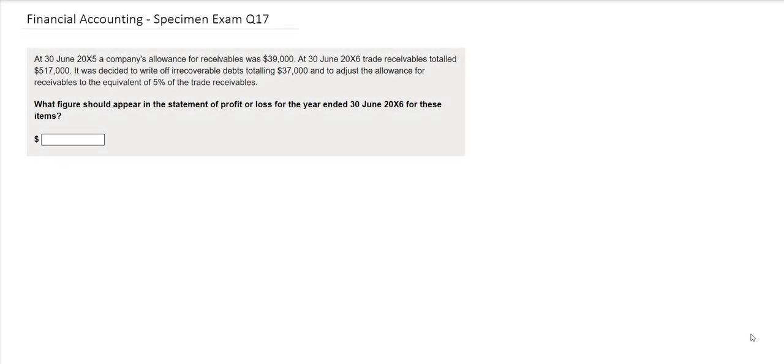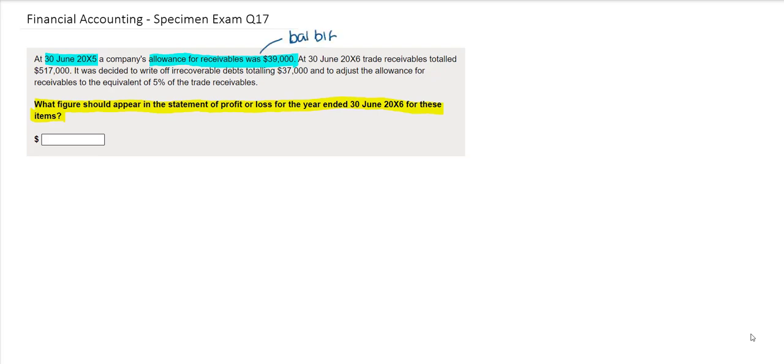In this question, you are being asked what figure should appear in the statement of profit or loss for the year ended 30th of June 20x6 for these items. The items in question are in the text above. It tells us in the information provided that at the 30th of June 20x5, 1 year before, a company's allowance for receivables was $39,000. This must be our balance brought forward for this year.